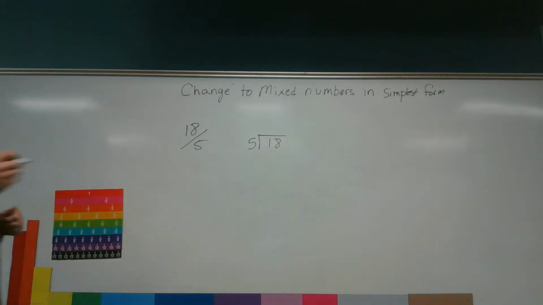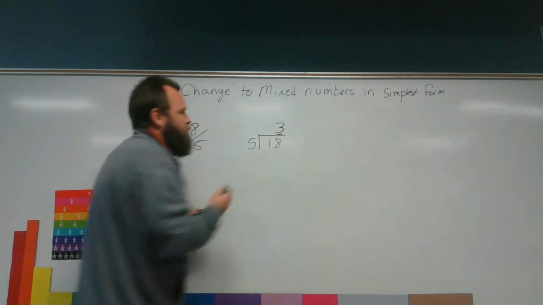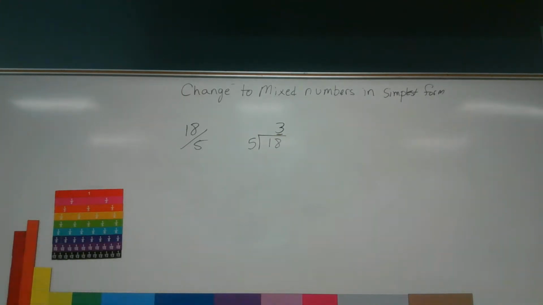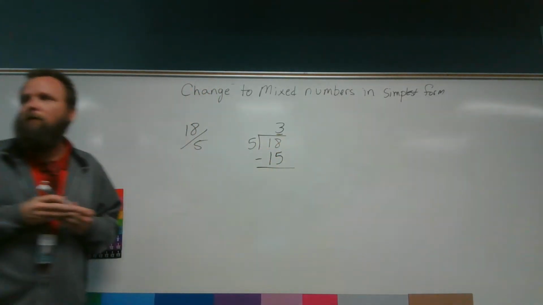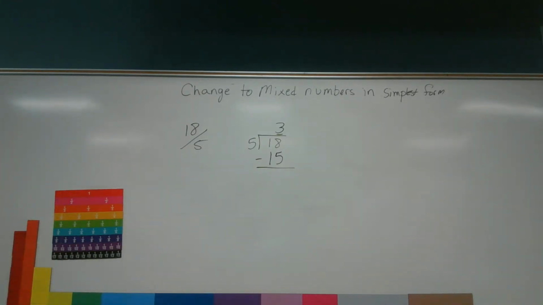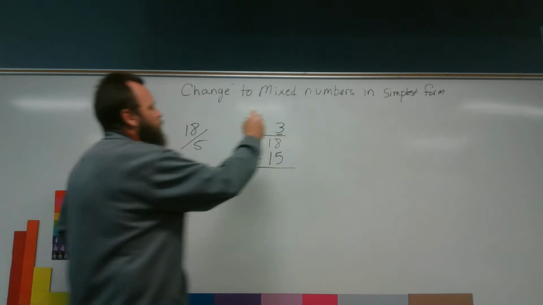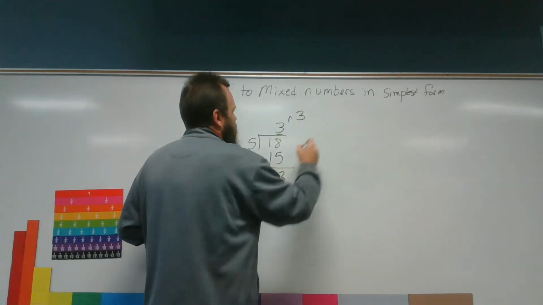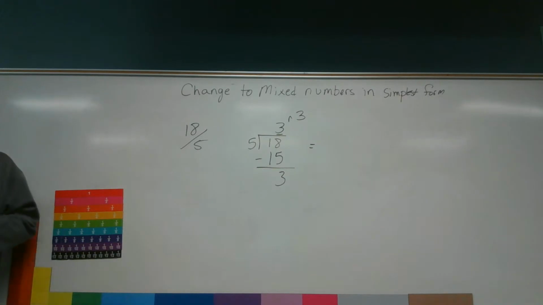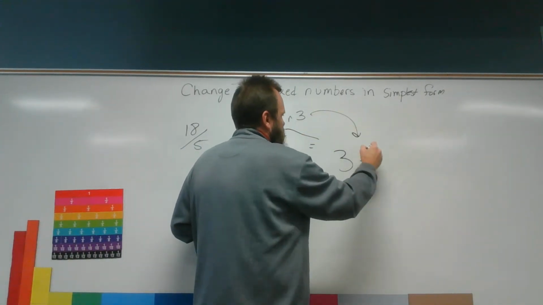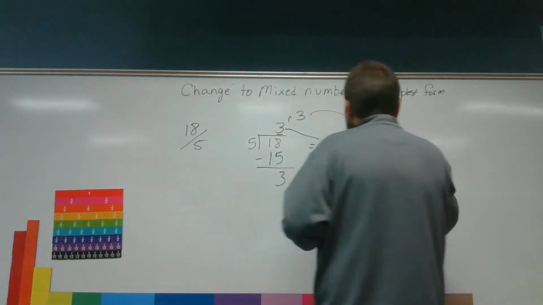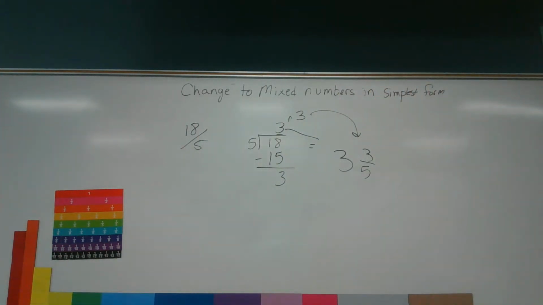3 times. Make sure we're putting the 3 above the 8 because it's going into 18, not 1. And Lakin, what is 3 times 5? 15. And what is going to be our remainder, Lakin? Good, a remainder of 3. So our mixed number is what, Lakin? 3 and 3/5.